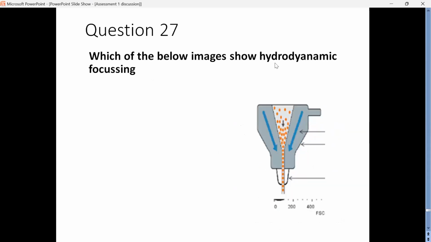So which of the below images shows hydrodynamic focusing? This is hydrodynamic focusing. Most of you got this right, so we're not discussing that.